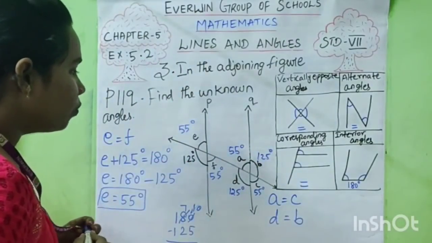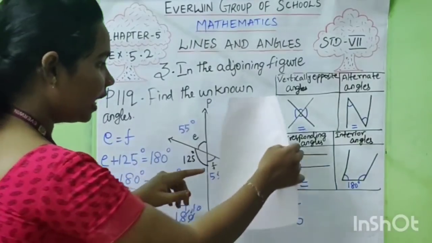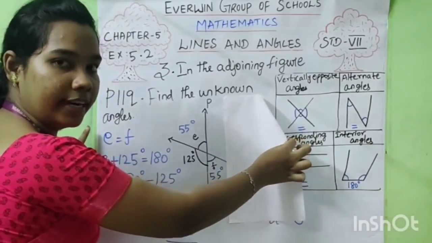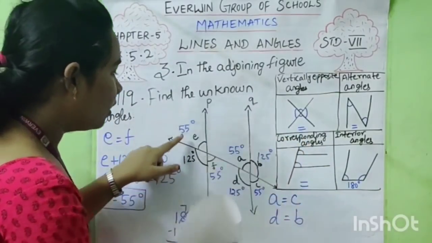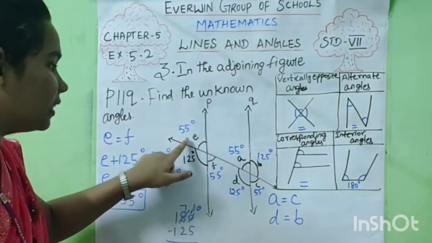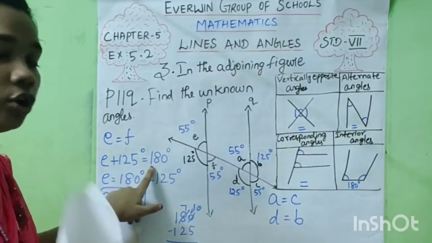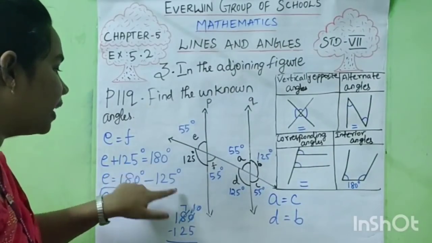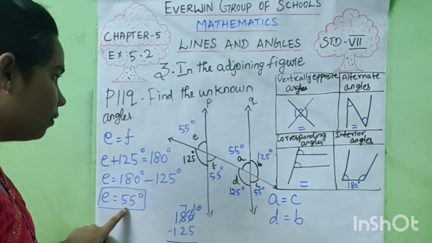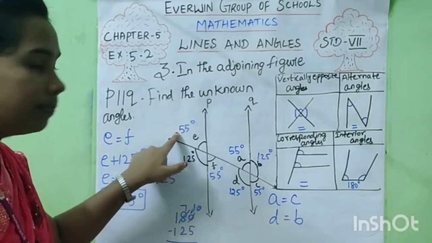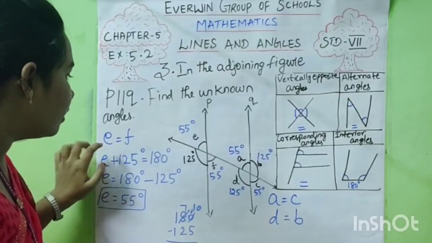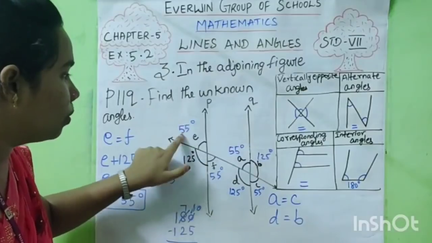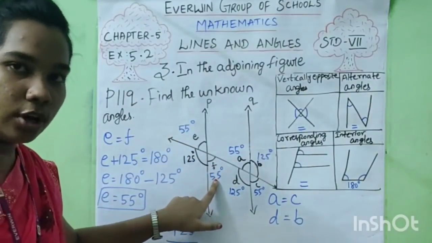See, children, first we hide this part alone, and by seeing this part, E equals F, vertically opposite angle. Then we find E: 125 plus E equals 180 degrees, that is supplementary. So E equals 180 minus 125, so our answer is 55. Then we write E is 55. We have already written E equals F by vertically opposite angles, so E is 55 means F is also 55.